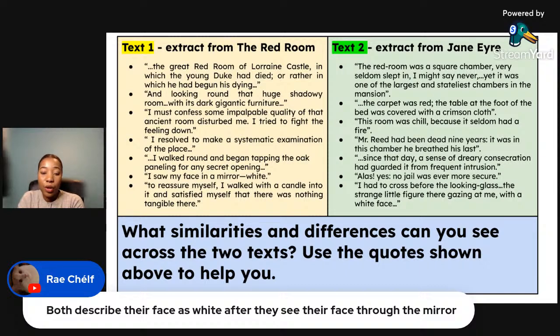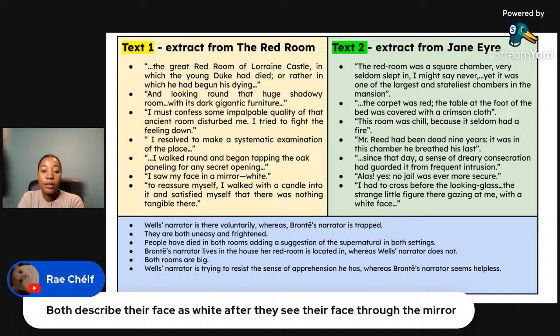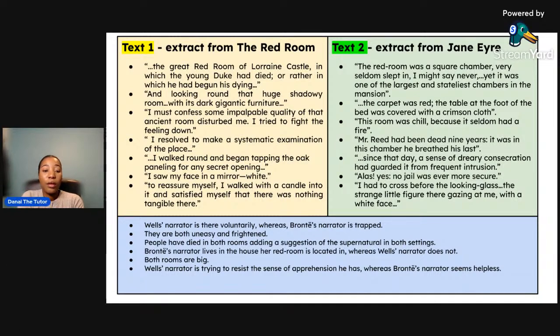Okay, thank you, Ray. We'll have a look at some more. Continue to type in your answers. In the blue box there, Wells's narrator is there voluntarily. Like we said, he's choosing to be there, whereas Bronte's narrator is trapped. That's a key difference in the perspective of the narrators. The fact that one has chosen to be there, whereas the other one is trapped there, and we can see this reflected in their actions within this room.